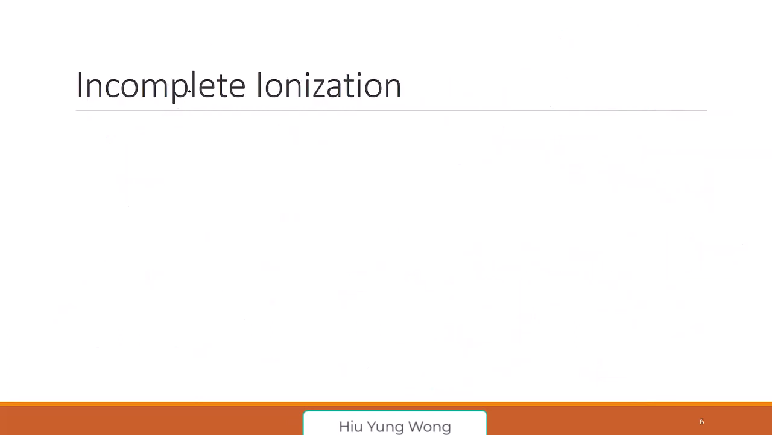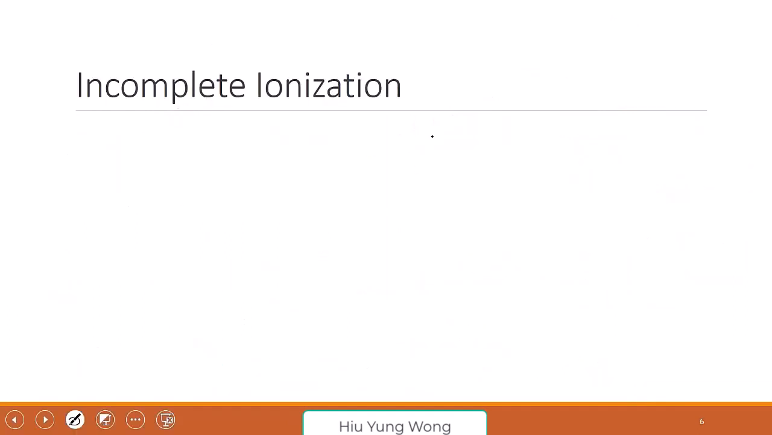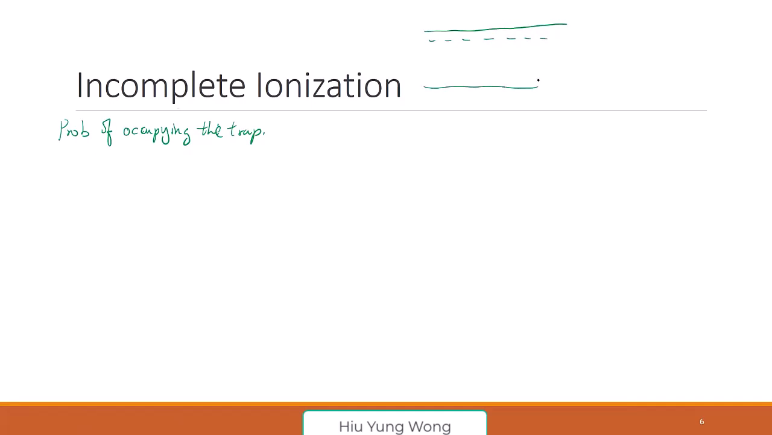Now, then I want to derive the equation. So how do we get this equation? What we have learned earlier will be useful. First of all, what is the probability of occupying the trap? Although it's called a trap, do not forget, this is just a state. Now, this is not the Fermi level. This is ET. This is EC.